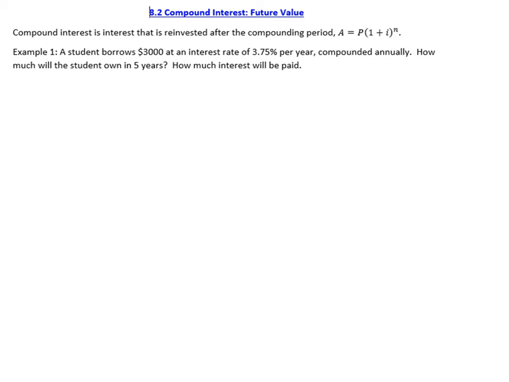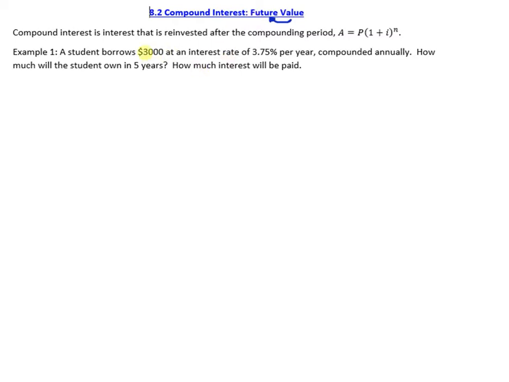This video talks about compound interest. Okay, so a future value. And when we talk about value, we just mean the value that it's going to be in the future. Of course, when we borrow money, we owe more money in the future, or when we invest money, we get more money back in the future.